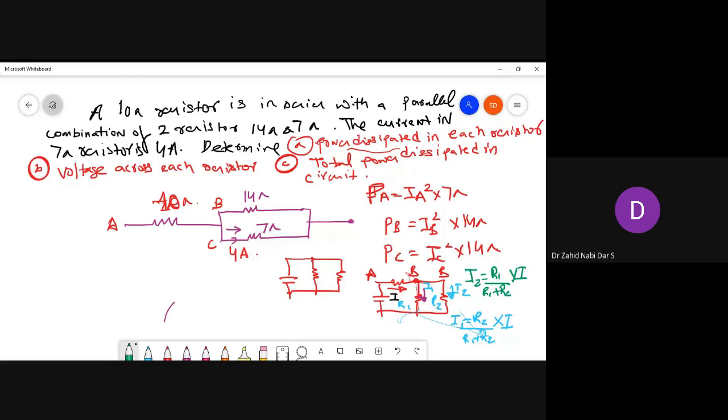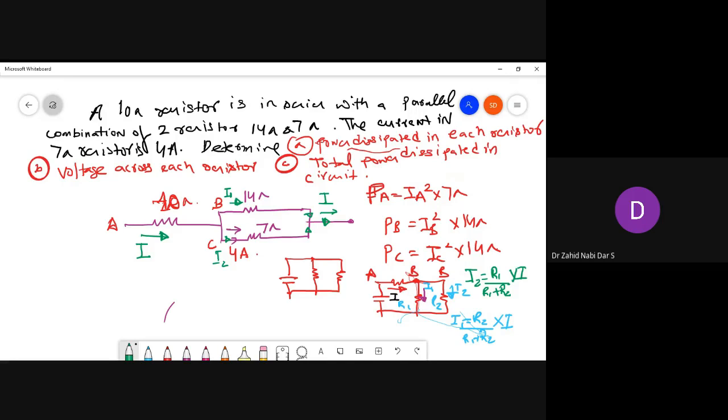So can I apply my current divider here? Can I see the circuit like this? The current I is entering point B, and this current is getting divided here. If this is my I1 and this is my I2, can anybody tell me what would be the current here? It would be I1 plus I2, which is nothing but equal to I. So this current over here is I.